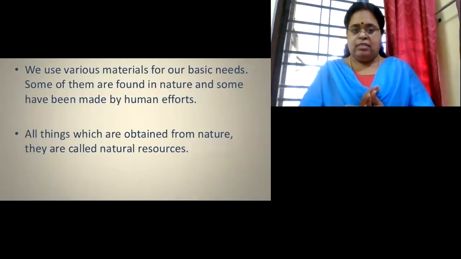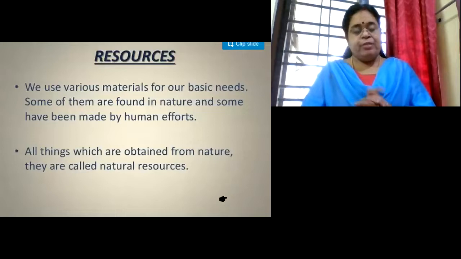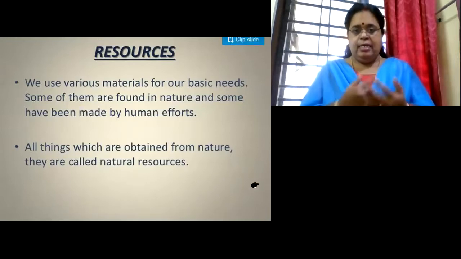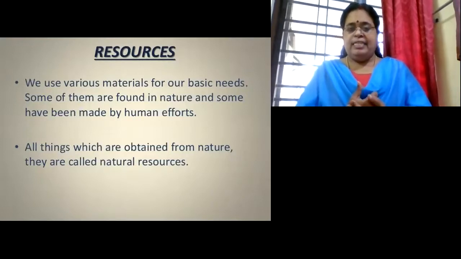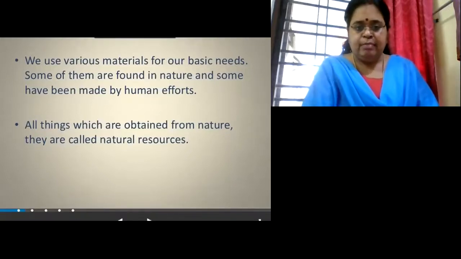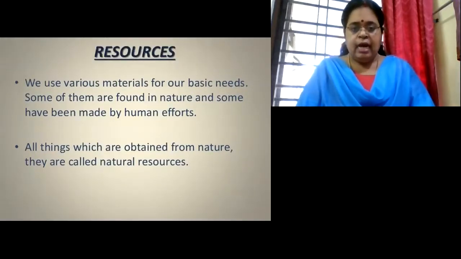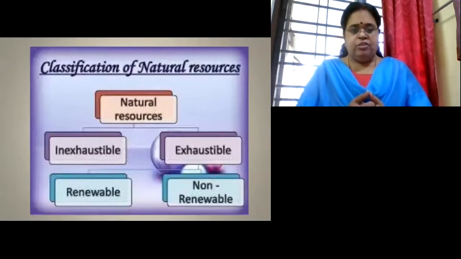What is that? Resources. What are resources? Resources are those materials that we use for our basic needs. Some of them, as I told you, are found in nature like air, water, soil, etc. And some are made by human efforts like petroleum, plastic, gas. All these have been taken or extracted because of human efforts. So all the things that are obtained from nature are called natural resources. So what are the other types of resources? The other types of resources are the artificial resources I told you.